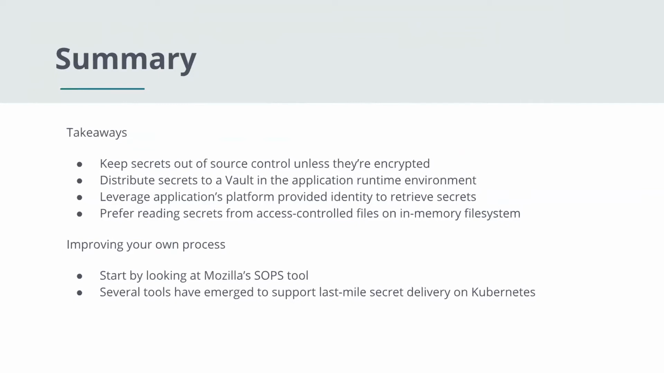But there are also several tools that have emerged to support that last mile secret delivery in Kubernetes using custom resource definitions. I mentioned, I think, one of them, Camus, but there's Helm Secrets, and Bitnami has a tool as well that I don't remember off the top of my head. But those are the key takeaways I'd like you to have from this.